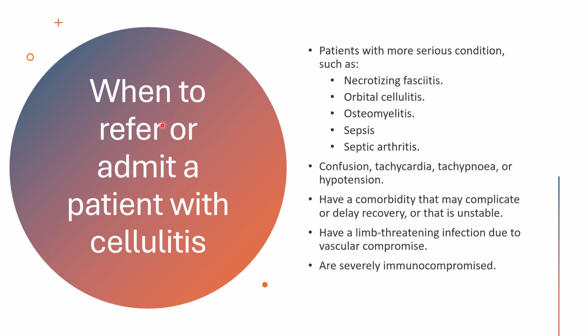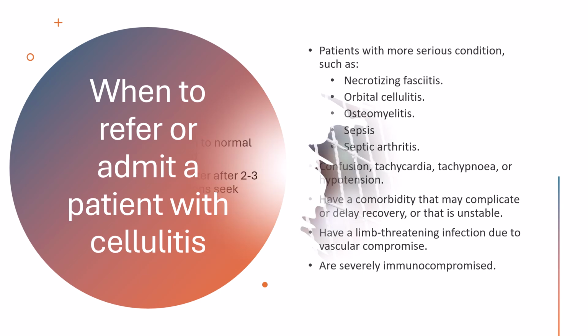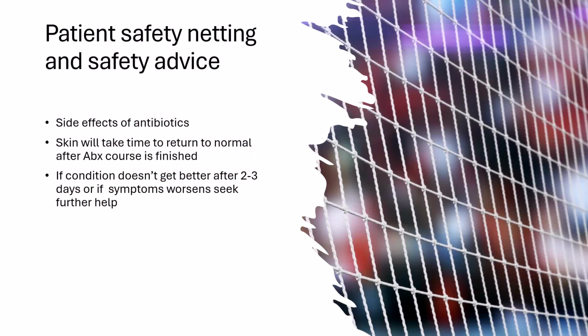When can I refer my patient or admit my patient with cellulitis? If condition gets worse, for example, if patient comes up with necrotizing fasciitis, orbital cellulitis, osteomyelitis, sepsis or septic arthritis, vital signs are impaired, having comorbidity, life-threatening infection due to vascular compromise, or if the patient is severely immunocompromised, then these are the pointers which help us to think that we have to refer the patient or admit the patient. So well done, we have treated our patient with cellulitis with antibiotic coverage.